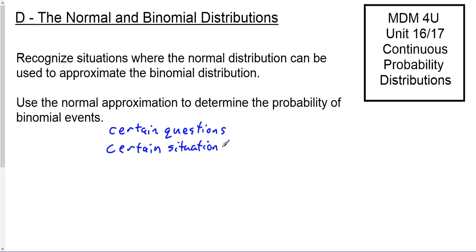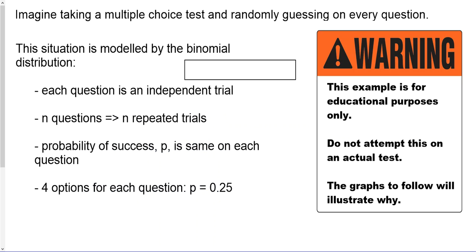So what do I mean by using the normal approximation to the binomial distribution? Let's start by looking at a situation. Imagine taking a multiple choice test and randomly guessing on every single question. Okay, warning label on the side there says that you shouldn't do that. You should study, so you know what's going on and you're not randomly guessing, but let's say you did.